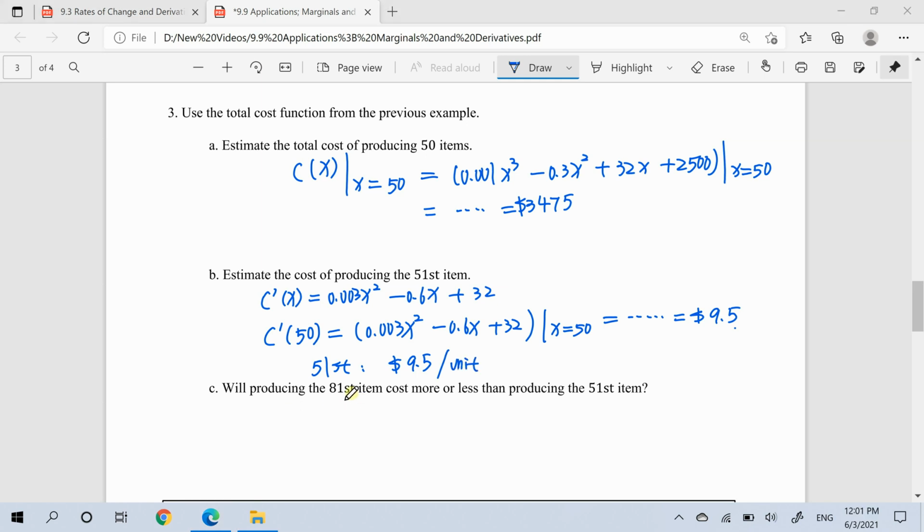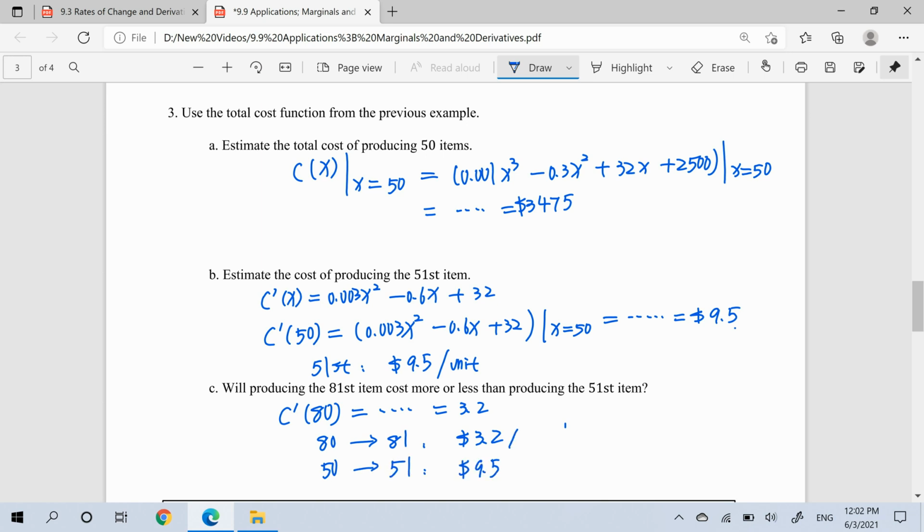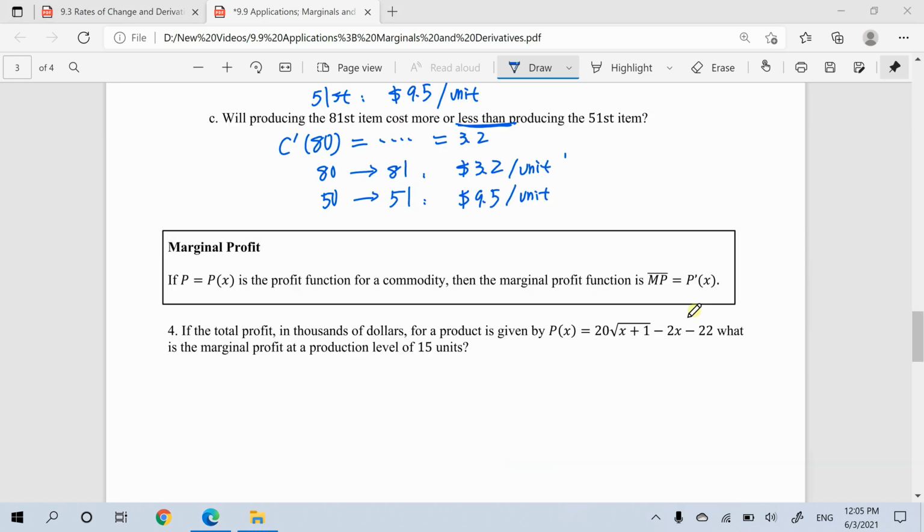Same thing here, the 81st. When we have 80 units, we get the answer 3.2. So when we have 80 units and add one more to 81, the cost is increased by $3.2. But for 50 to 51 it is 9.5 per unit. So it's less.